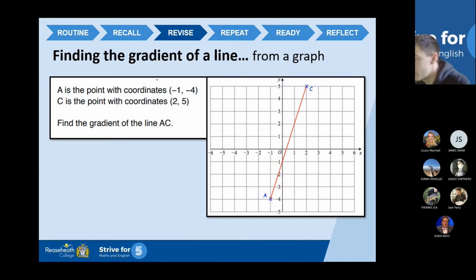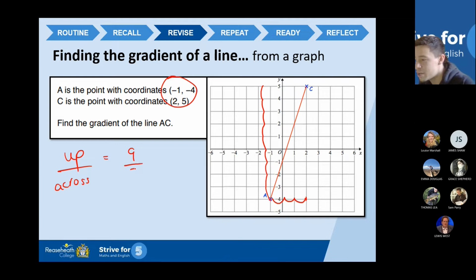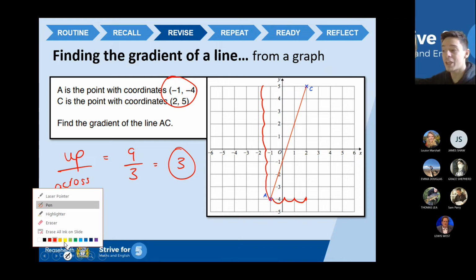Okay, so you're given the coordinates here. When you're given the line, just focus on the visual; it makes your life easier. How far up? It goes from here all the way up: 1, 2, 3, 4, 5, 6, 7, 8, 9. So up equals 9. I divide by across: 1, 2, 3 across. 9 divided by 3 gives me an answer of 3. The gradient is 3, so for every 1 across, I go 3 up.